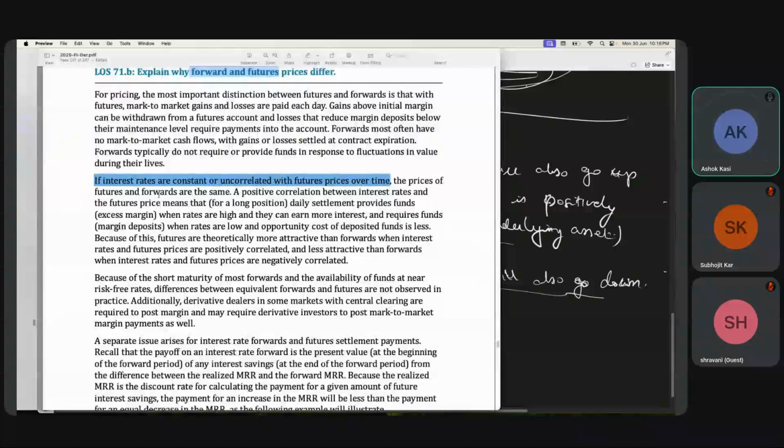Here it is mentioned that if they are not correlated, it doesn't matter whether you take forward or future. Both are the same. You can read all this. Just read this, I'll be back in a minute.